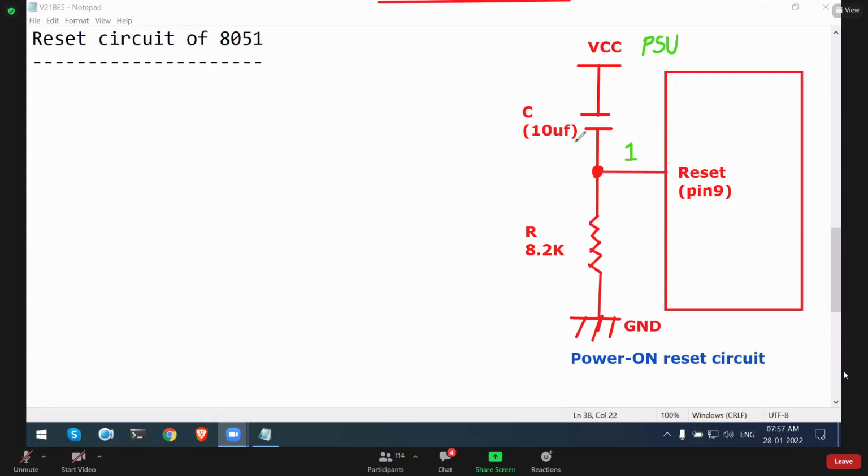Capacitor will block the DC only if the capacitor is fully charged. So what happened? As soon as you power on the microcontroller, VCC, capacitor will get powered up, and capacitor will allow this VCC towards the reset pin. So VCC is nothing but 5 volt. So this 5 volt is nothing but 1.